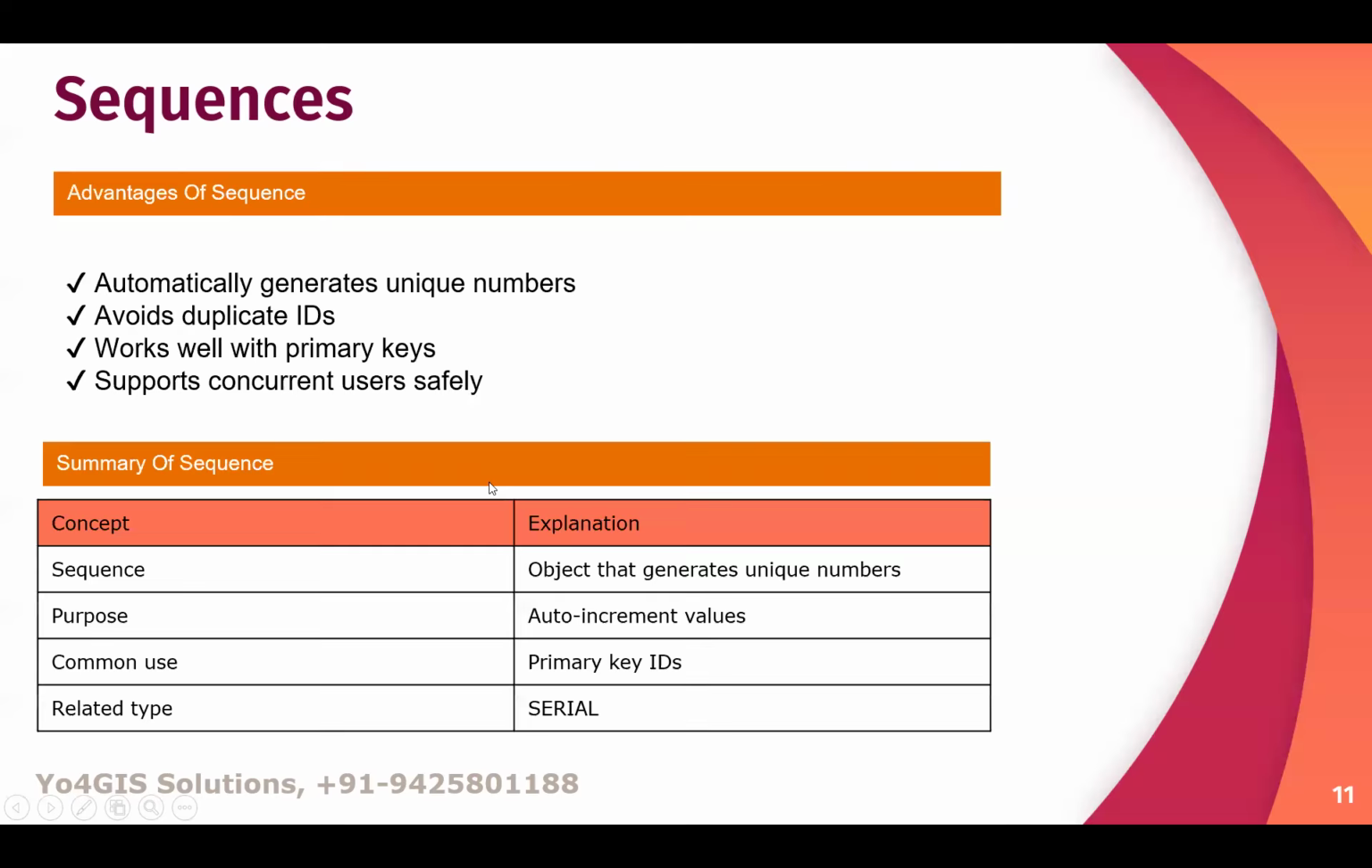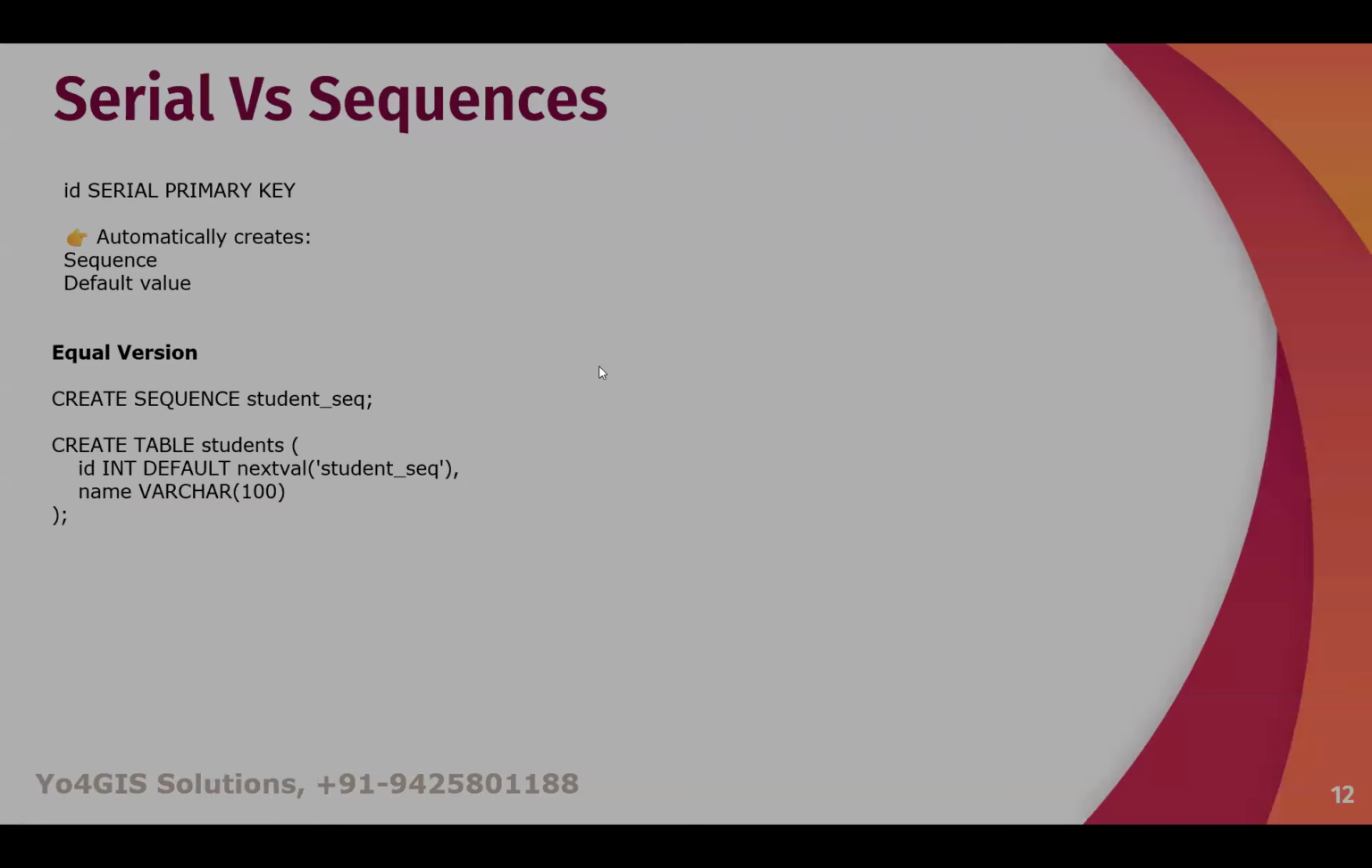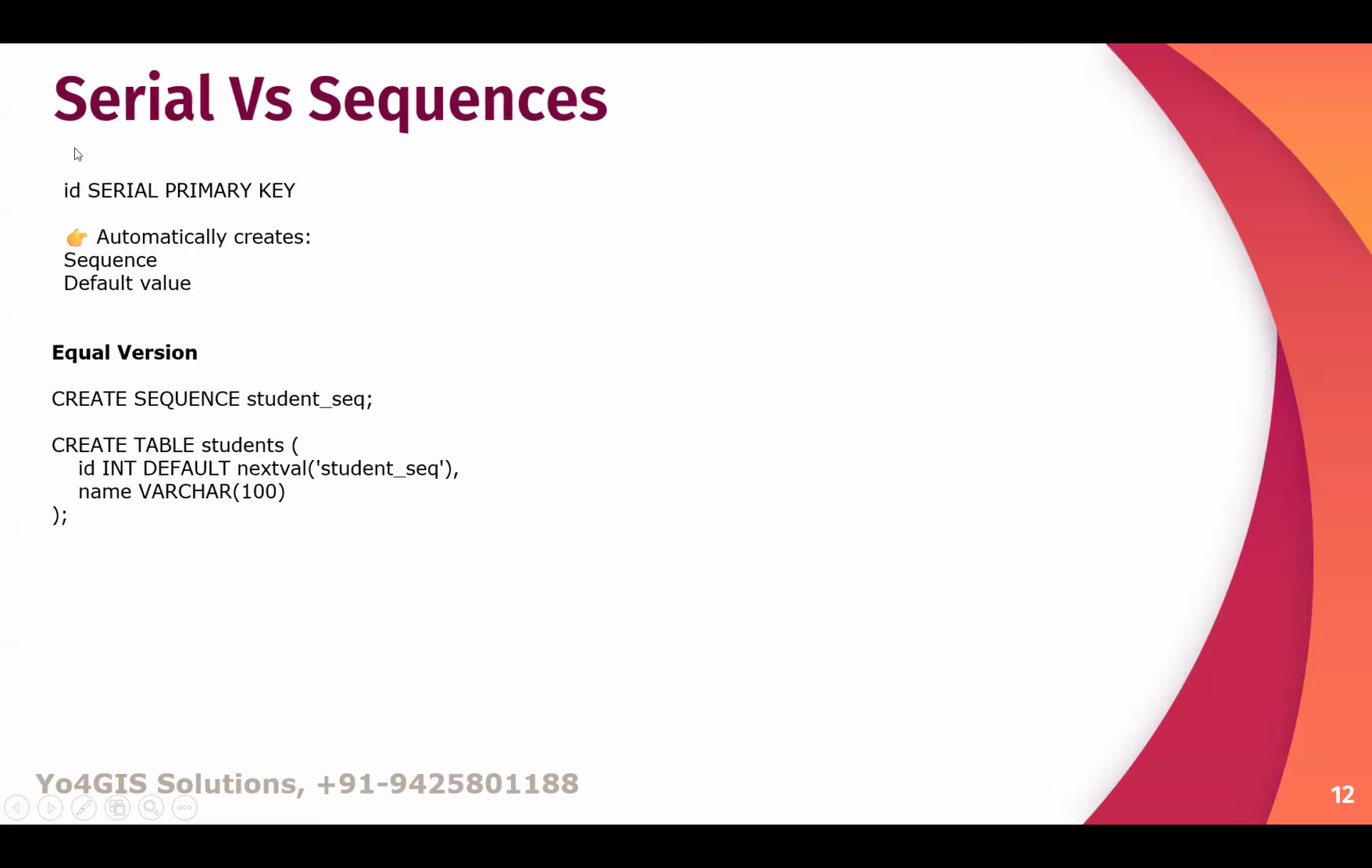Okay. So this is the sequence. And what is the advantage of sequences? They automatically generate unique numbers, avoid duplicate IDs, and work well with primary keys. And one more thing I mentioned somewhere: serial versus sequence. What is the meaning of serial? What is the meaning of sequence? And what is the difference?